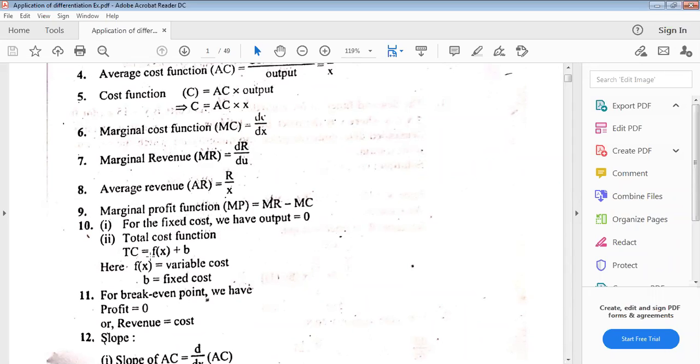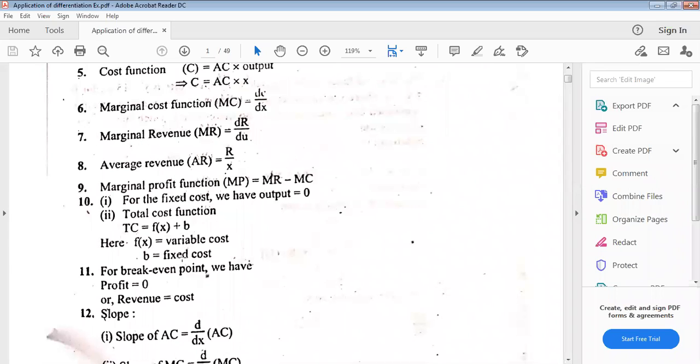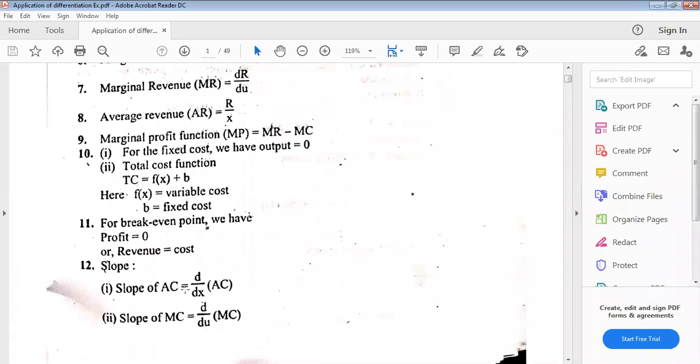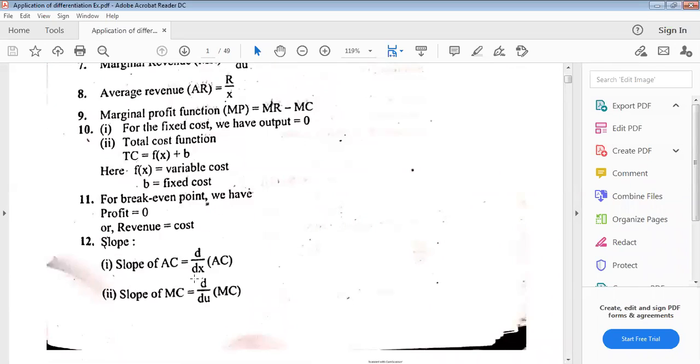Total cost function will be fixed cost plus variable cost. Now here f of x is the variable cost and b is the fixed cost. So total cost TC will be variable cost plus fixed cost. Here b is the fixed cost. Now we have the break even point. At the break even point, remember it, revenue will be equal to cost. Revenue and cost will be equal. That means profit will be 0.